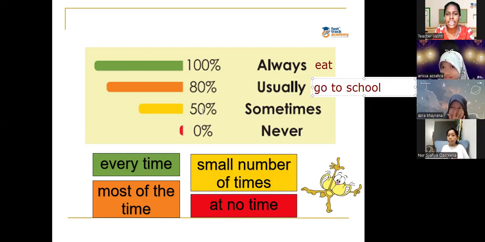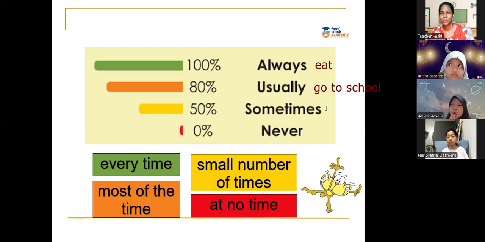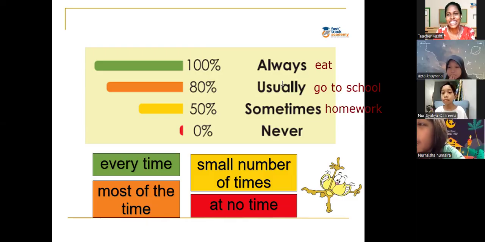Okay, next one is sometimes. Small number of times. Kadang-kadang buat, kadang-kadang tak buat. What is it? Homework. Yes, very good. Kadang-kadang buat, kadang-kadang malas. Go shopping. Go holiday. Okay, good.